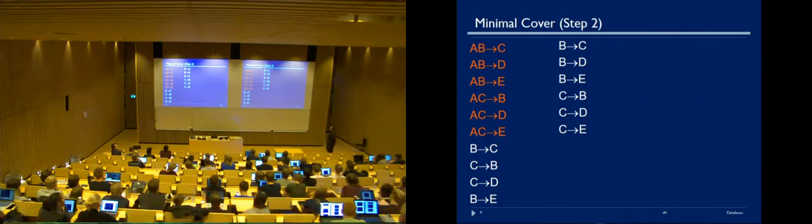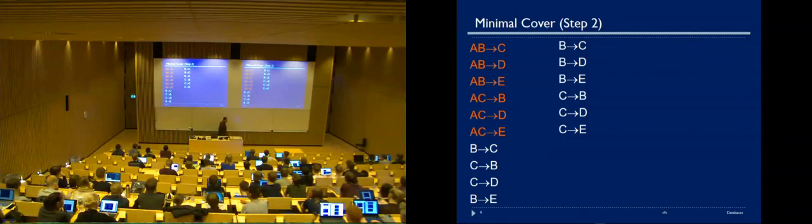So we have reduced what is on the left-hand side. That was the application of the principle that says you must try to make sure that all your dependencies do not have too much on the left. So that's one basic step that you do when you compute a minimal cover.